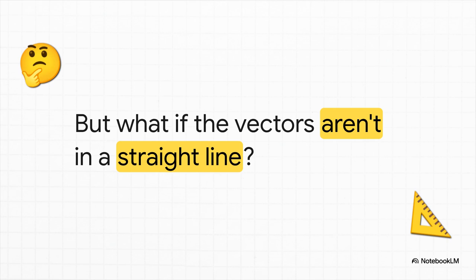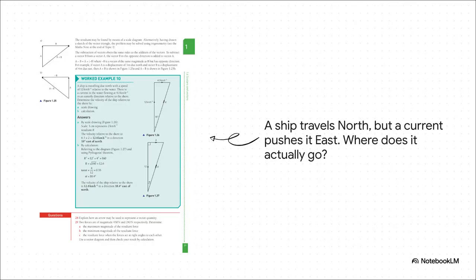But this is where it gets really fun. What happens when the vectors aren't in a straight line? What if they're acting at an angle to each other? You can't just add or subtract them anymore. This is where we have to start thinking a little more visually. Let's take a look at a classic example.